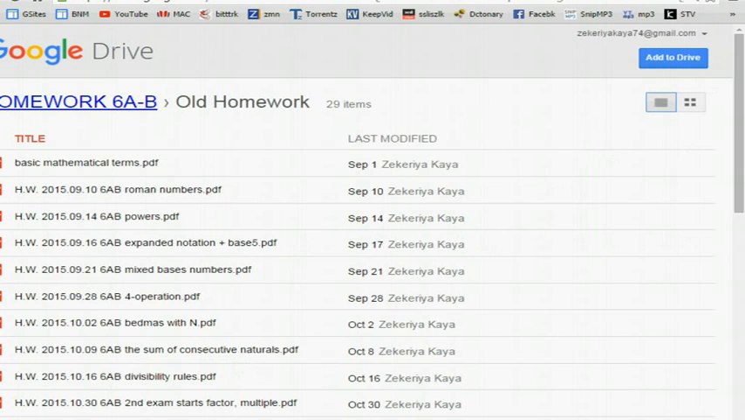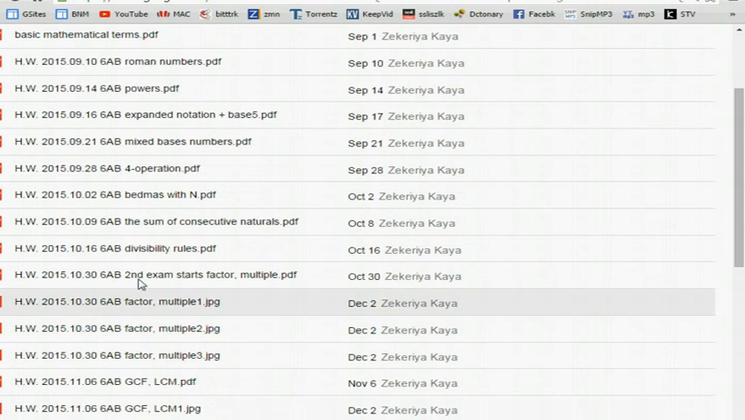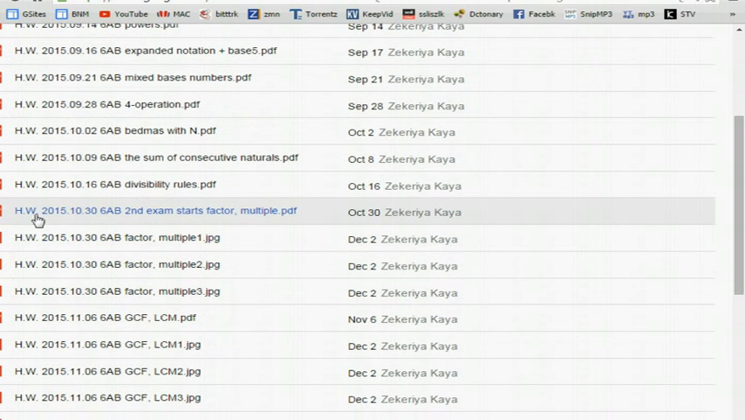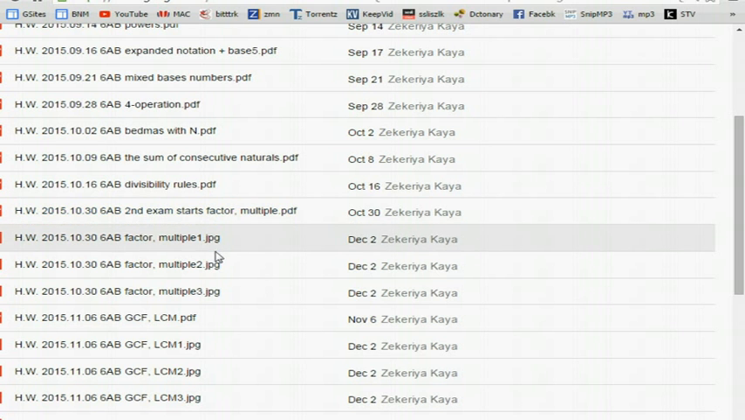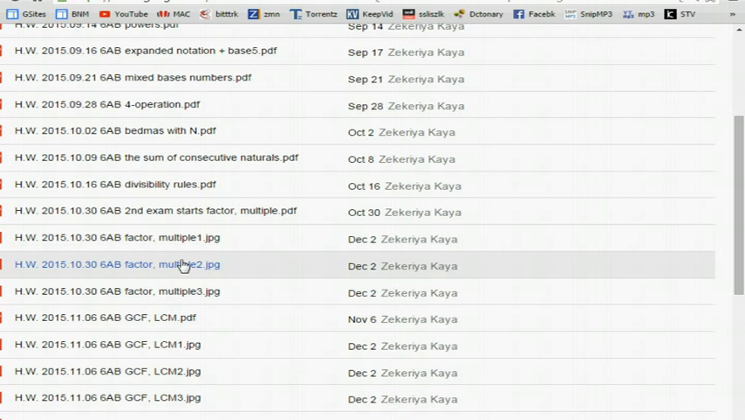If you click here, the old homework folder will open. If you move down, you will see that for the homework 10:30, there is written second exam starts. So this is the first homework to study. Starting from this homework, I will choose some questions. Also look, after each homework, we have documents. These are answers of all the questions.